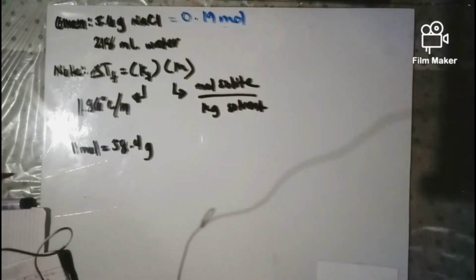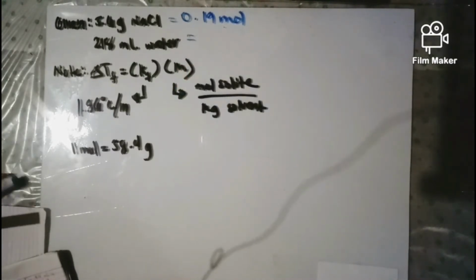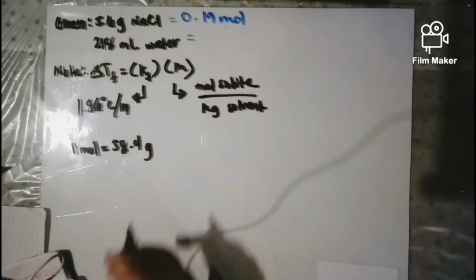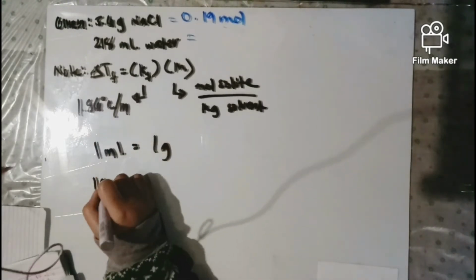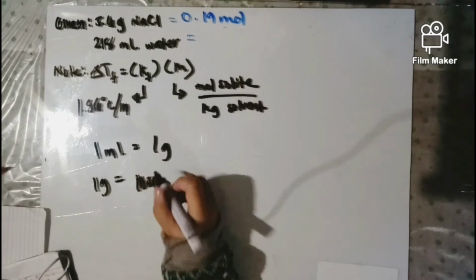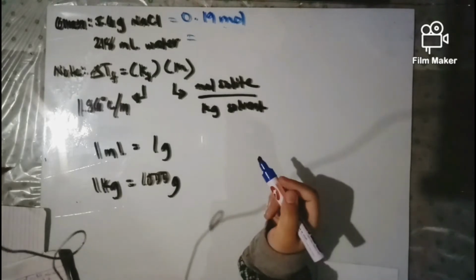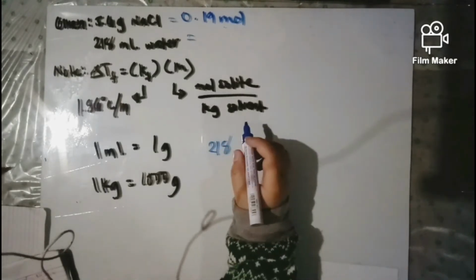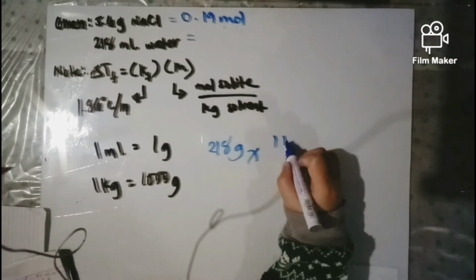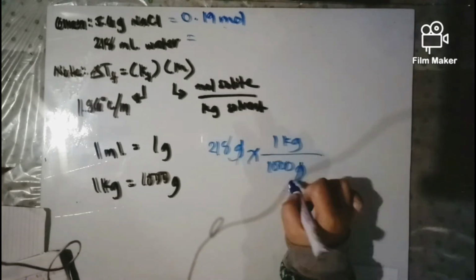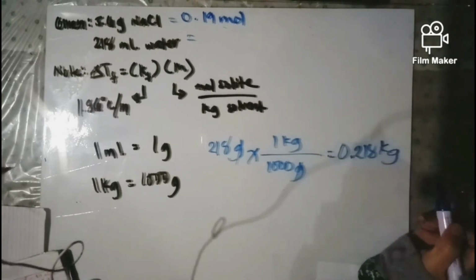The next thing we need to find is the kilogram of solvent, because the solvent is written as milliliter. Remember that 1 milliliter is equivalent to 1 gram, and 1 kilogram is equivalent to 1,000 gram. 218 milliliter can be written as 218 gram. And by converting gram into kilogram, we multiply it by 1 kilogram over 1,000 gram. Cancel the gram. That makes 218 gram equal to 0.218 kilogram.